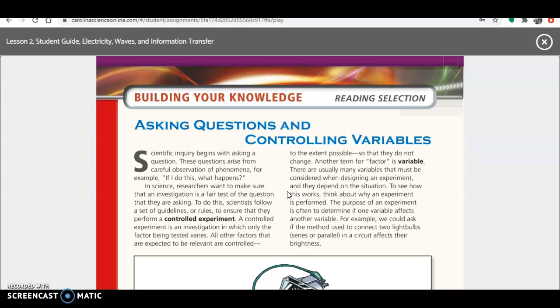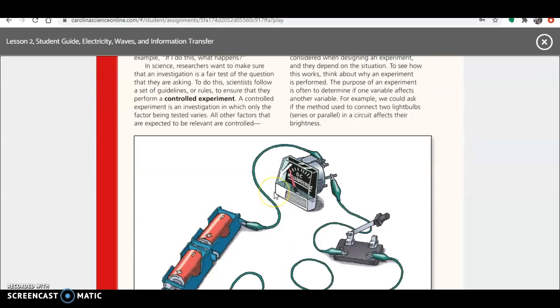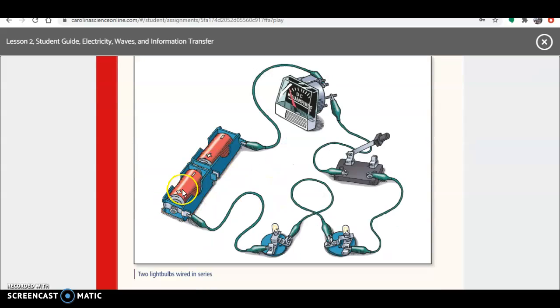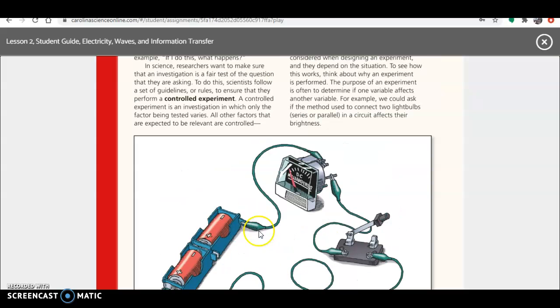All other factors that are expected to be relevant are controlled to the extent possible so that they do not change. Another term for factor is variable. There are usually many variables that must be considered when designing an experiment, and they depend on the situation. To see how this works, think about why an experiment is performed. The purpose of an experiment is often to determine if one variable affects another variable. For example, we could ask if the method used to connect two light bulbs, series or parallel, in a circuit affects their brightness. So again, you can see here the batteries are connected in series, and then they're testing if the light bulbs are affected in series, and they'll probably test in parallel because that's the example that they have there.